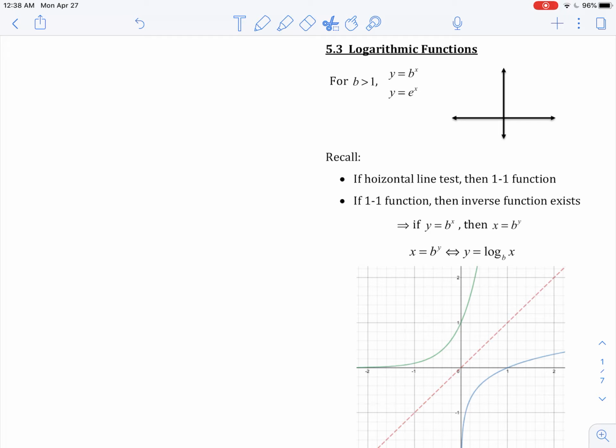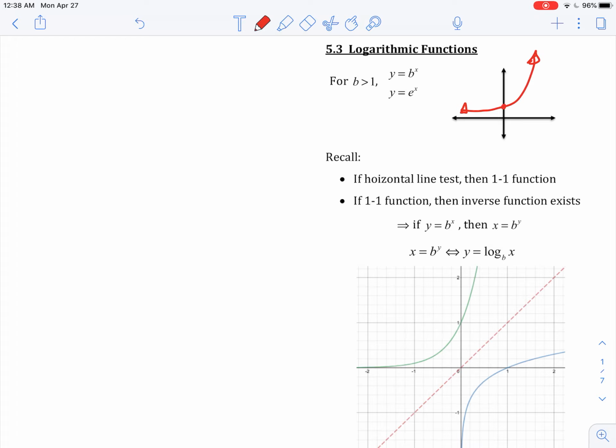Okay, we were looking at exponential functions in 5.1 and 5.2, and now we're going to be looking at logarithmic functions. In 5.1 and 5.2, we were looking at bases where either our base was between 0 and 1 or our base was greater than 1. And we're going to be focusing on bases that are just greater than 1. And recall, if our base is greater than 1, then our graph should be something that is just increasing as we go from left to right.